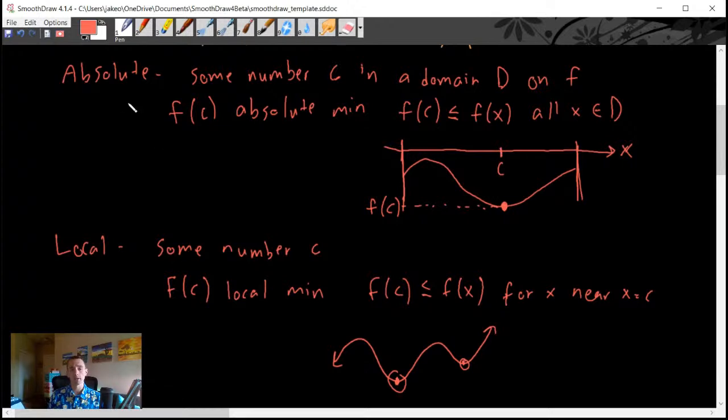Obviously, if you were looking at absolute versus local maximums, you would look at the highest point within the domain, or a point on our function that is higher than the other points within this little neighborhood. In this problem specifically, we are looking for minimums, so we want to look for points that are lower on our function. So that's the main difference there.